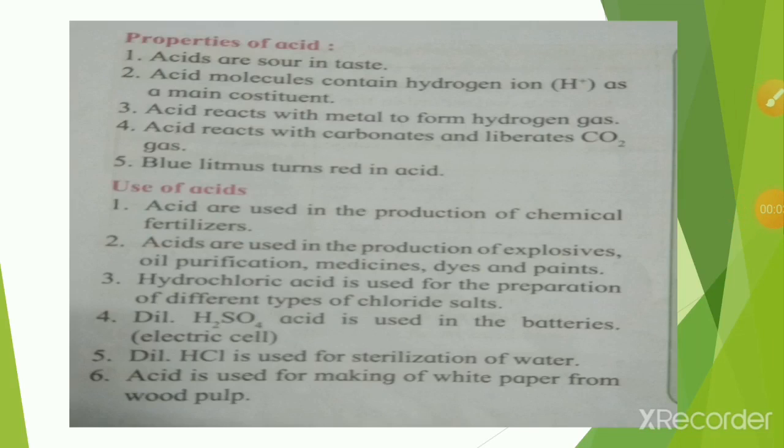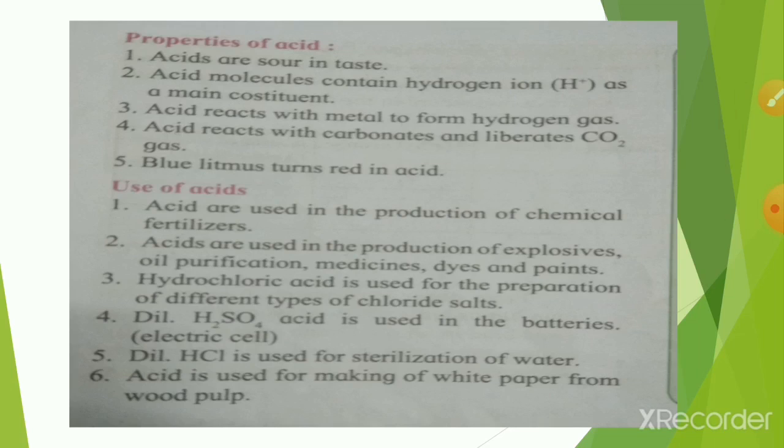Properties of acids. Acids are sour in taste. Acid molecules contain hydrogen ions, H+, as a main constituent. Acid reacts with metal to form hydrogen gas. Acid reacts with carbonates and liberates CO2 gas. Blue litmus turns red in acid.